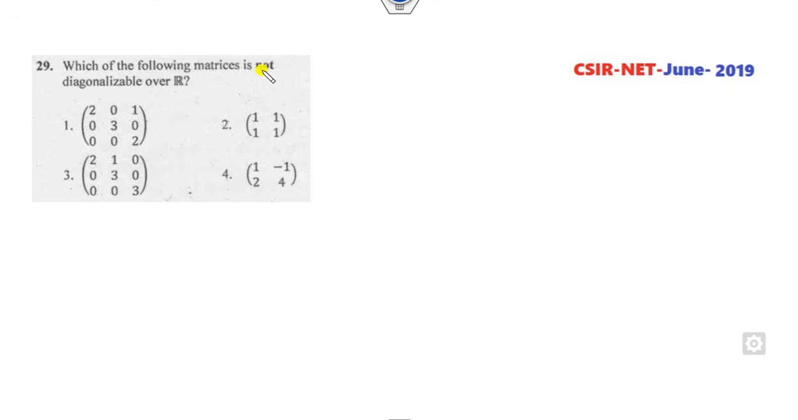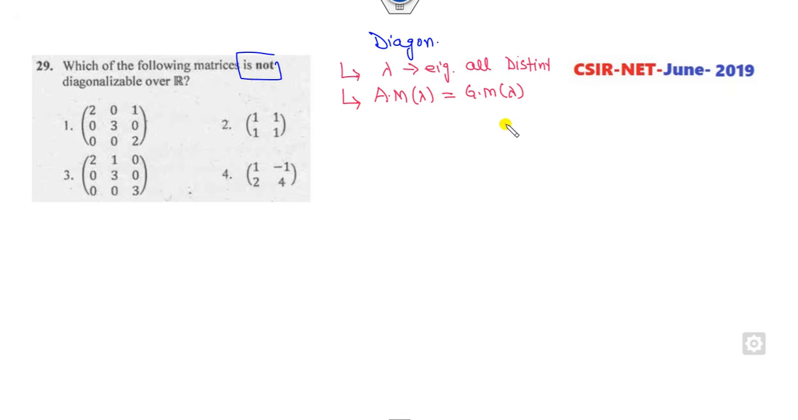Okay, which of the following is not diagonalizable? First of all, what are the tips for you? You can say it's diagonalizable when you find the eigenvalues and all the eigenvalues are distinct. Second, if you find the algebraic multiplicity of lambda and it is the same as the geometric multiplicity of lambda.